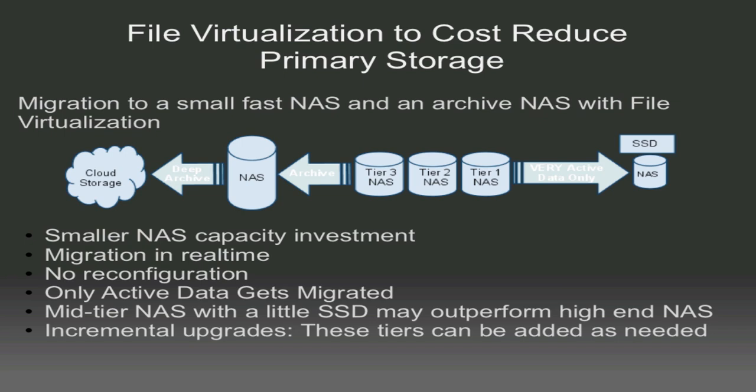Again, that mid-tier NAS with a little SSD, we've seen them outperform higher-end NASs. And this allows you to do incremental upgrades. You can add these tiers as you need. If you have plenty of capacity and just need performance, you can add the SSD NAS combination and be in very good shape. Or conversely, if you have plenty of performance and just need more capacity, need to free up primary storage, you can go out and buy an archive-based NAS or deduplication-based NAS and move the data the other direction. But the key thing is you have the flexibility.